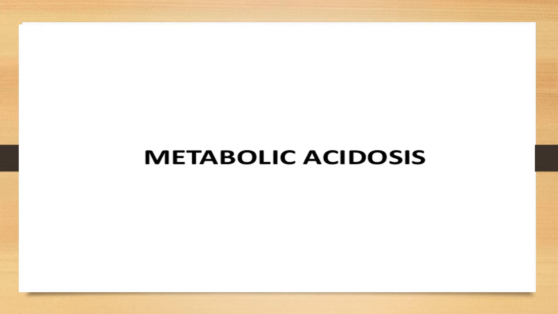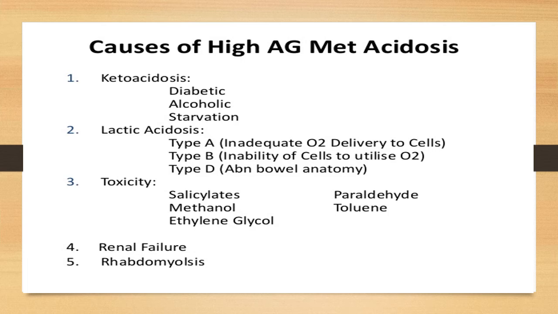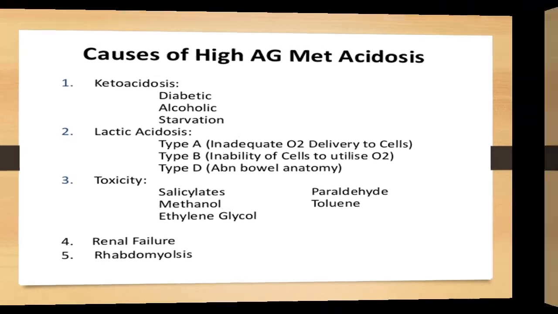Coming to metabolic acidosis. Causes of high AG metabolic acidosis are ketoacidosis, diabetic, alcoholic, and prolonged starvation; lactic acidosis, type A, inadequate oxygen delivery to cells, type B, inability of cells to utilize oxygen, type D, abnormal bowel anatomy; and toxicity caused by salicylates, methanol, ethylene glycol, paraldehyde, toluene; and renal failure and rhabdomyolysis.